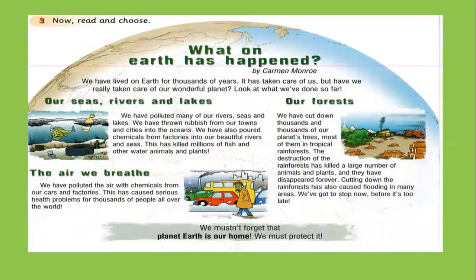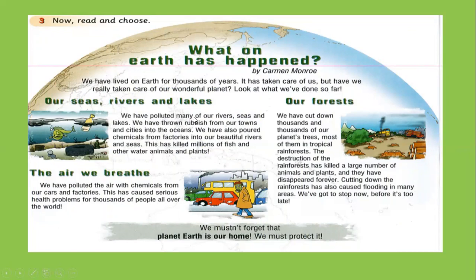Here, this is the text of Unit 6, so let's read it quickly and revise the words that we studied in Unit 6. What on earth has happened? By Carmen Monroe. What has happened on earth? We have lived on earth for thousands of years. It has taken care of us, but have we really taken care of our wonderful planet? Look at what we've done so far. What have we done? Our seas, rivers, and lakes, we have polluted, we have caused pollution.